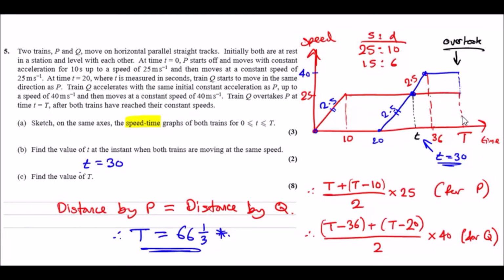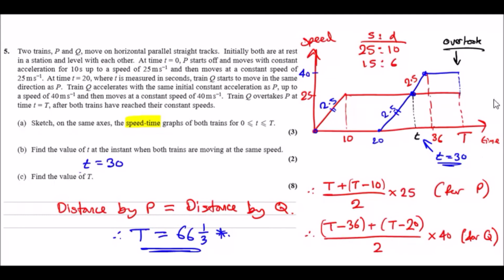Now, in order to calculate this, for P, I use firstly the trapezium rule. So look at this formula here. To use the trapezium rule, it's going to be the length of one of the two parallel sides. So this length between T and 10, so that's T minus 10, plus the whole length from T to 0, so T minus 0, or just T. And you find the average by dividing by 2 and multiplying by the height, which is 25.